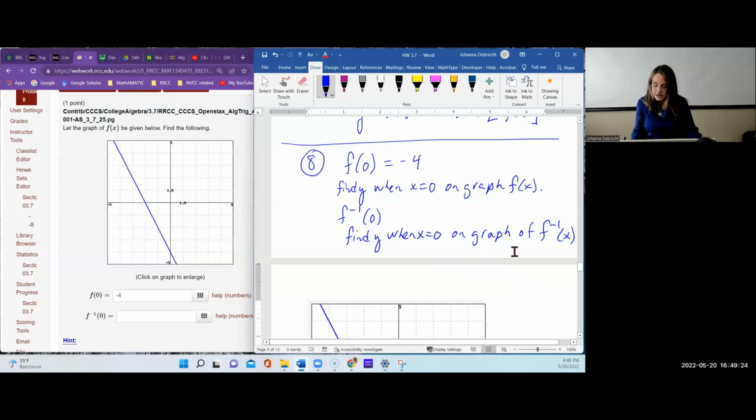Finding y when x is 0 on the graph of the inverse is the same thing as find x when y equals 0 on the graph of the function. Remember that they're inverses of each other. It works in both directions. So if I want to know what the y value is on the inverse when x is 0, I can find the x value when y is 0 on the graph of f, which is what I have here.